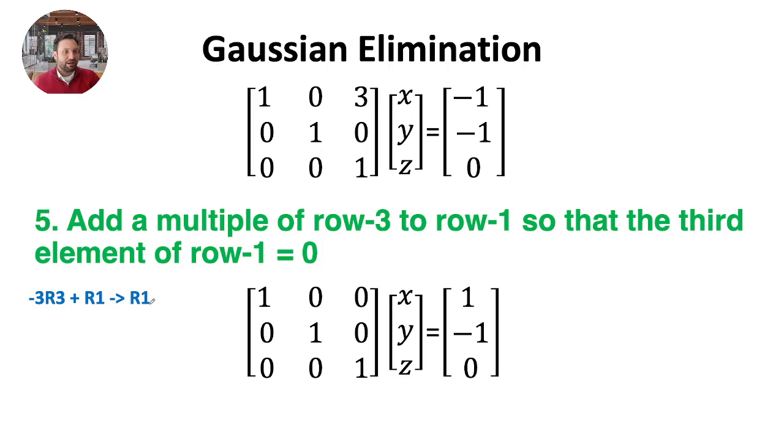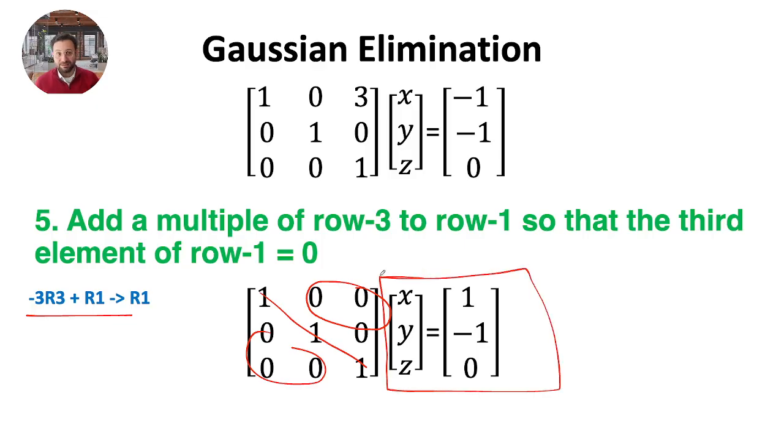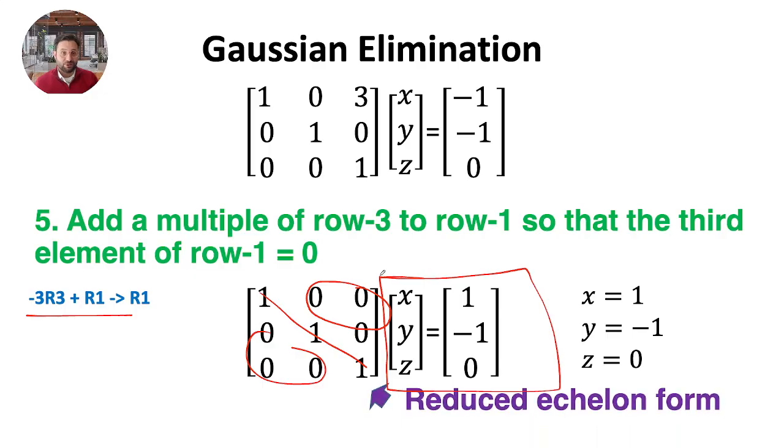And now I was able to do the last operation, -3 R3 plus R1, written to R1, and voila. I get my diagonal matrix here. I have all zeros on the off diagonal, which makes my solution obvious. So that gave us the solution, which is x equals 1, y equals -1, and z equals 1. When I have this form, there's a name for it when you reduce a matrix, and it's called the reduced echelon form.